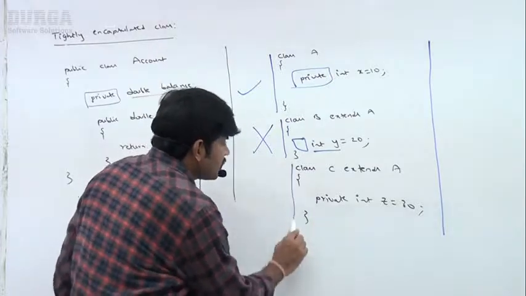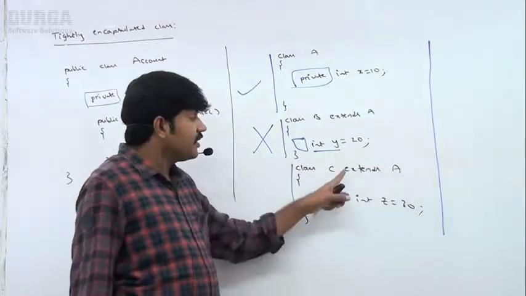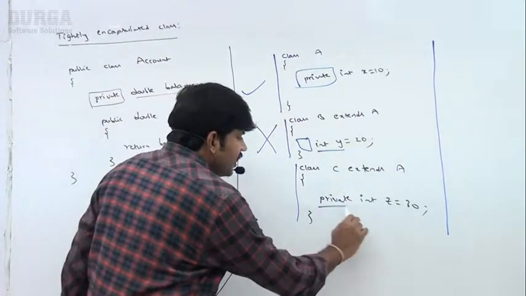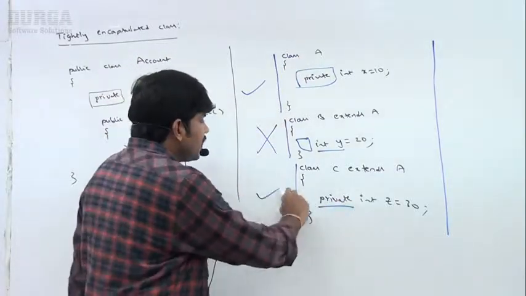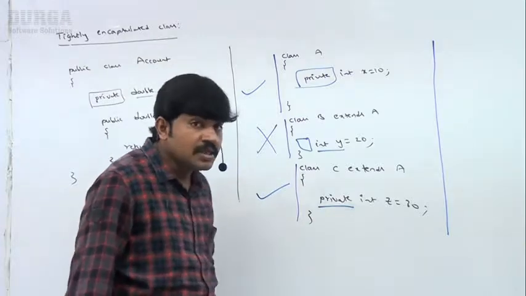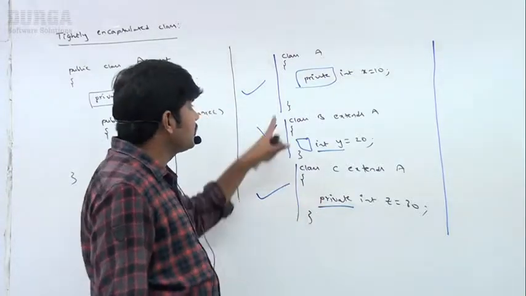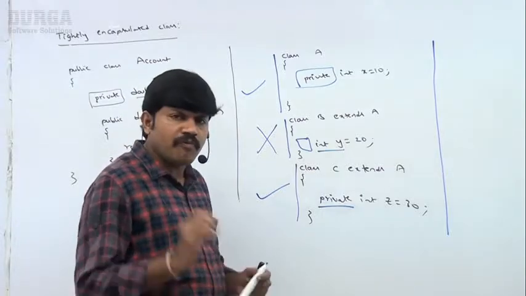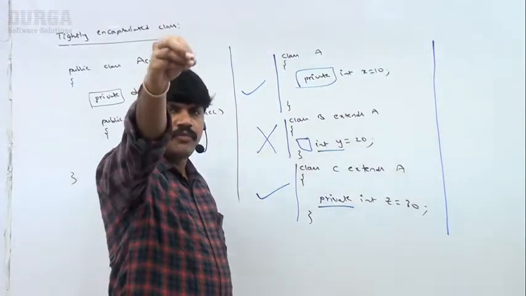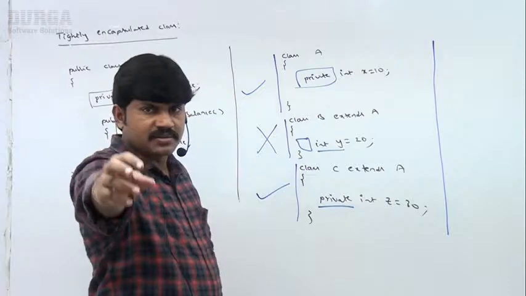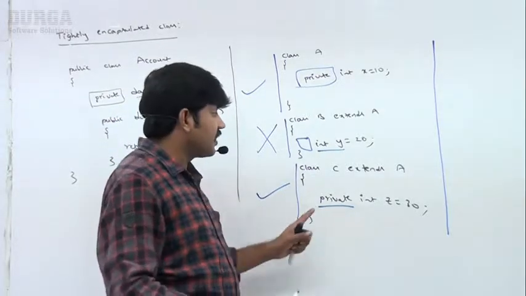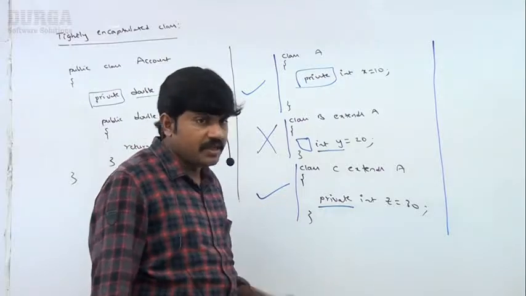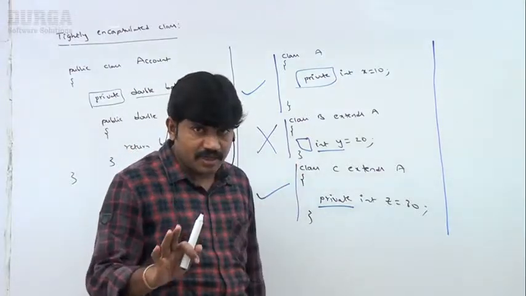Next, what about this one, sir? Class C extends A. From A, everything is private, and in C also it is private. That's why by default, yes, it is tightly encapsulated. Very simple rule: if every variable present inside that class is private, then it is automatically tightly encapsulated. So A and C are tightly encapsulated, but B is not.